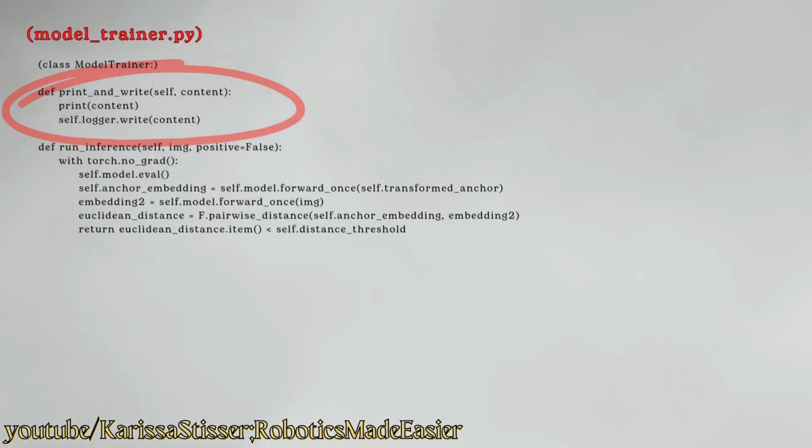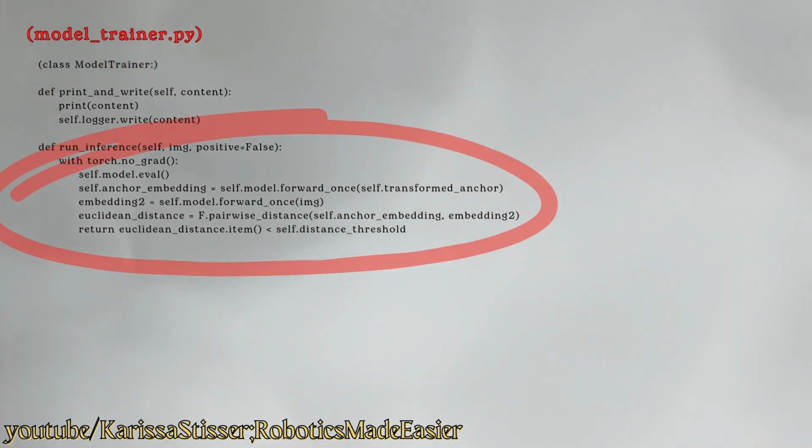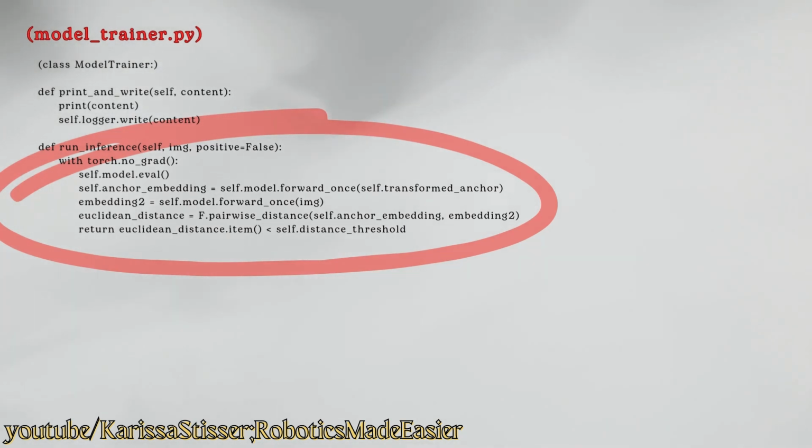Continuing with the model trainer class, we have the print and write function, which takes a string that both gets printed to the console and gets written to the results file with the logger. I also have a run inference function, which takes in an image. We don't change the gradients to the model. We get the anchor embedding and the image embedding, take the Euclidean distance, and return whether it's within the threshold to be considered similar to the anchor.